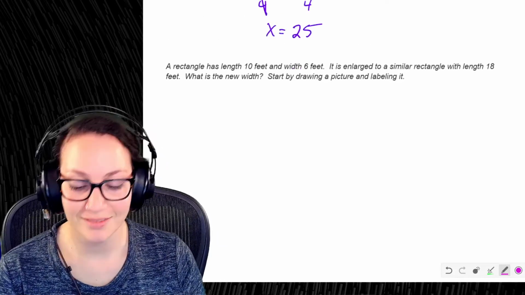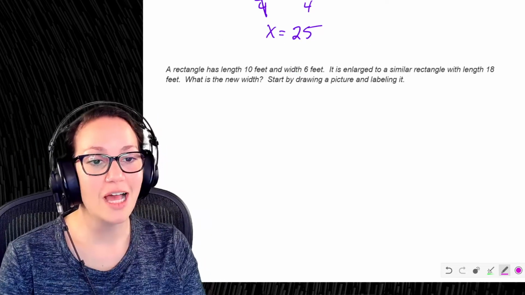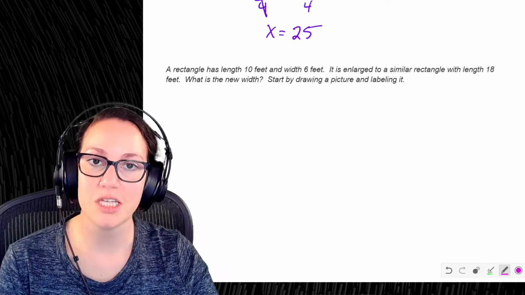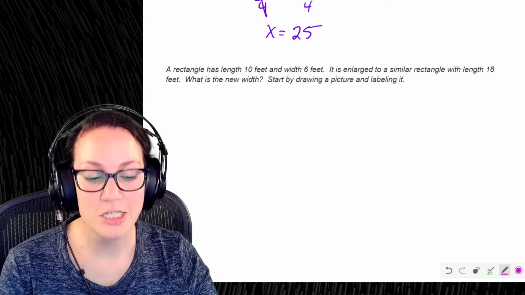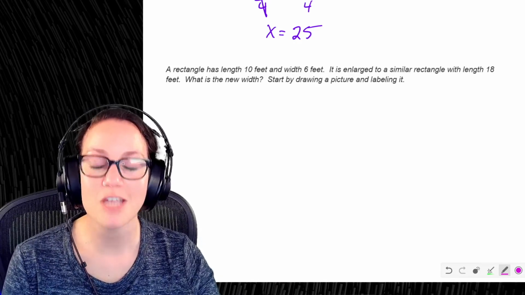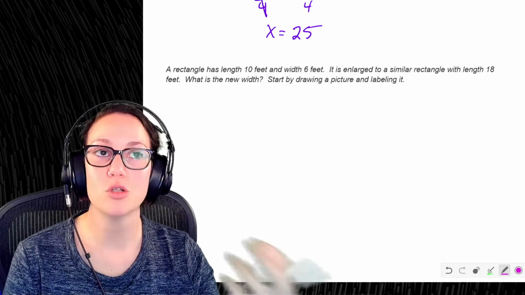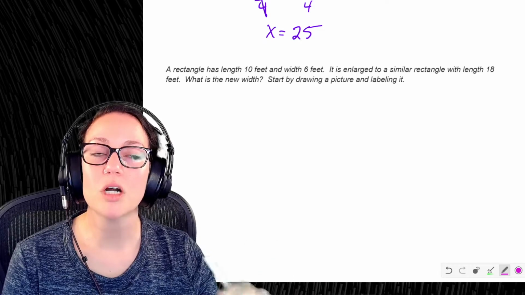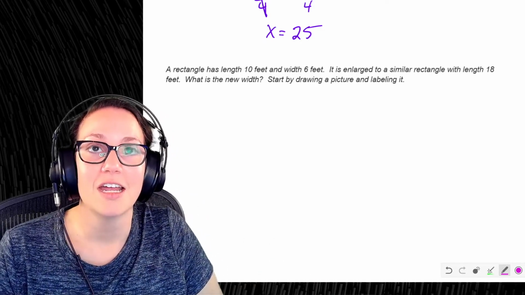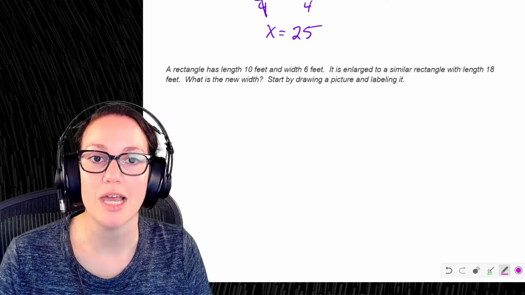Last one. A rectangle has length 10 feet and width 6 feet. Okay. Let me tell you something. If they talk about a shape in a problem and they don't give you a picture of a shape, you must draw it. Very few times you'll be able to do this without drawing the picture, but more often than not, if you don't draw the picture, you're going to make a mistake. And just don't put yourself in that position. Just when in doubt, draw it out.